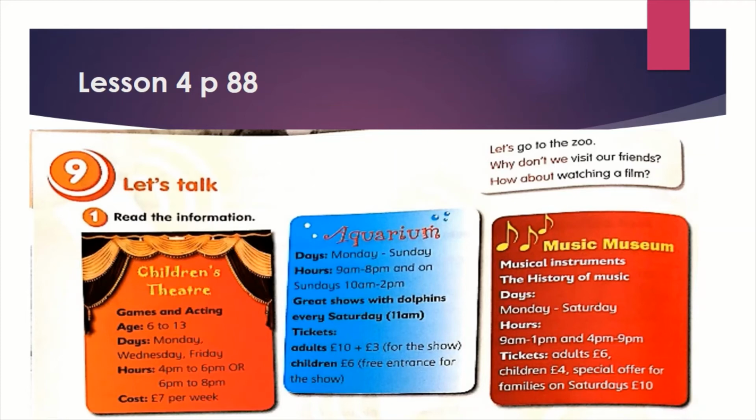The last place is the Music Museum. What you can find there: musical instruments and the history of music. It is open from Monday to Saturday, 9 a.m. to 1 p.m. and 4 p.m. to 9 p.m. For adults, you have to pay £6, for children £4, and special offer for families on Saturdays with £10.